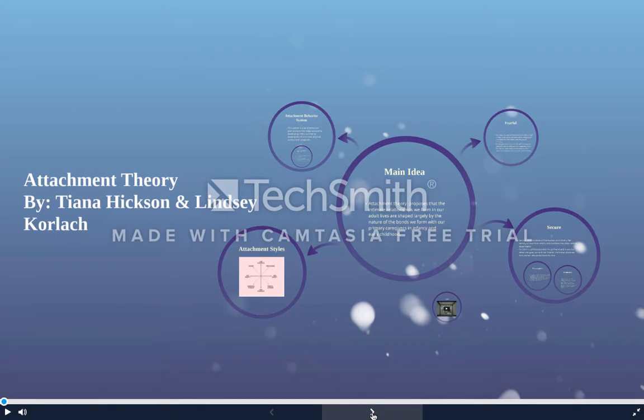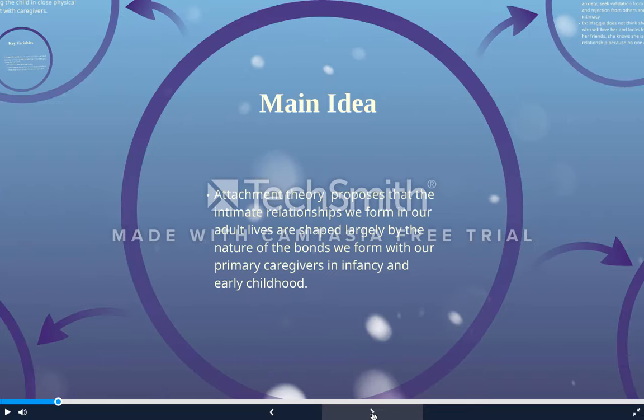Attachment theory is the deep emotional bond that connects two people over space and a span of time. It proposes that the intimate relationships we form in our adult lives are shaped by the nature of the bonds we form with our primary caregivers in infancy and childhood.